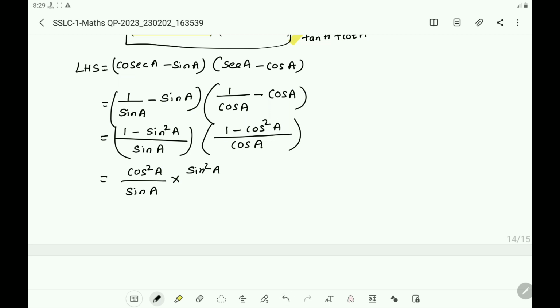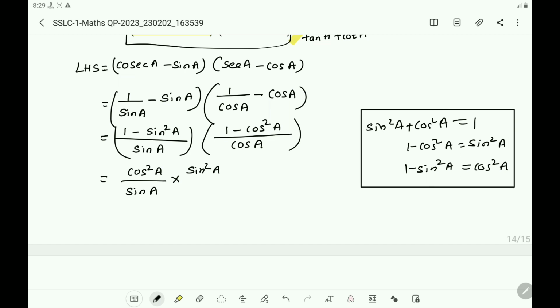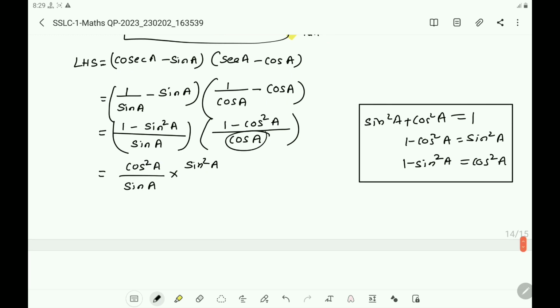You know the identity, sin square A plus cos square A equals 1. Therefore you can write 1 minus cos square A is sin square A and 1 minus sin square A is cos square A. So this identity can be used here. Then you write this cos A as it is.